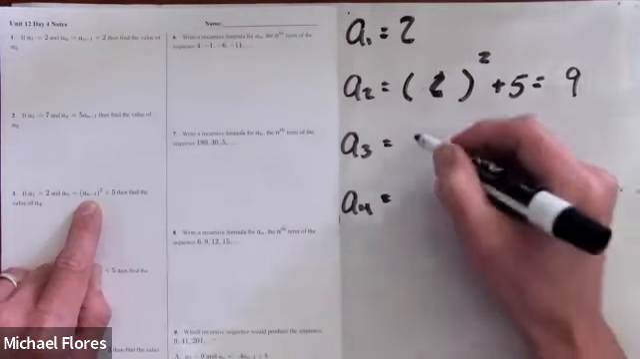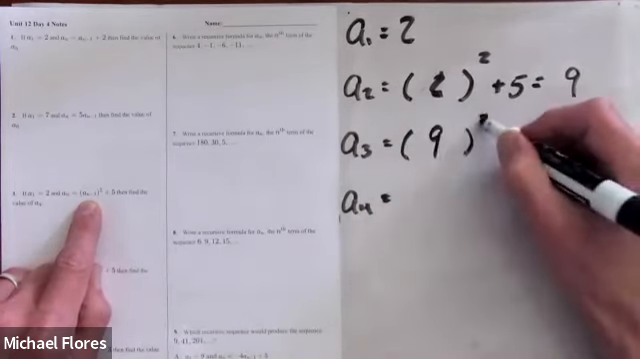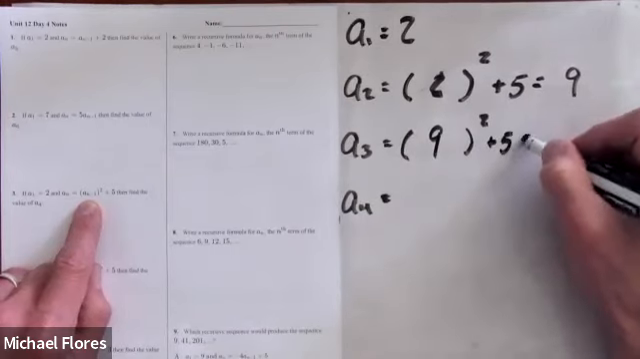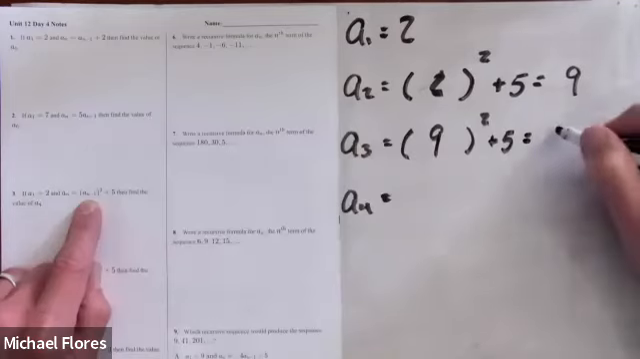To find the third term, well, we need the previous answer, square it, and then add 5 to it. 9 squared is 81. 81 plus 5 is 86.